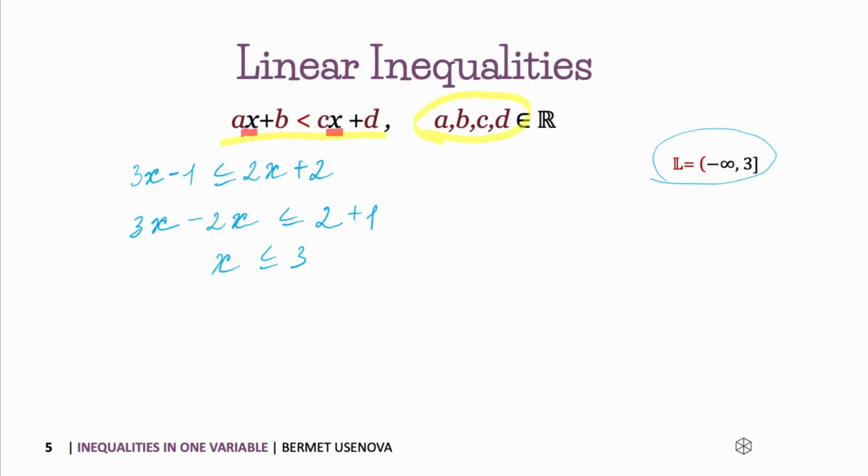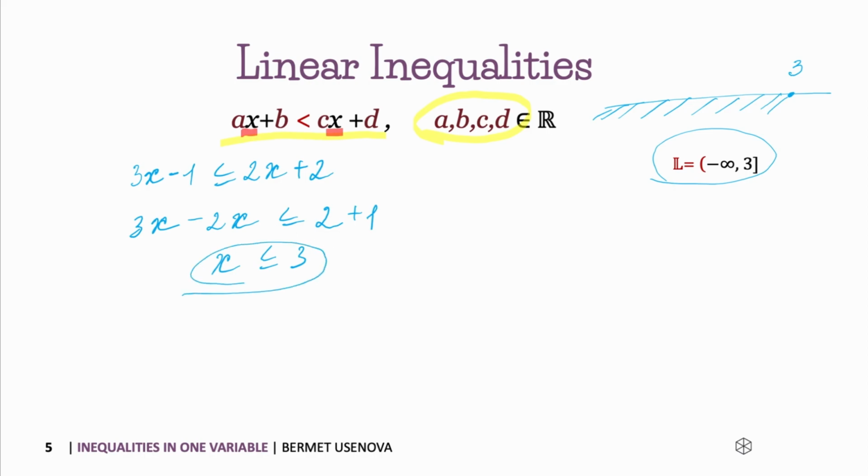If you didn't understand, I can draw the line. So we have a number 3 here and this is a number line. It means that x is smaller than or equal to 3. It means that all the numbers, including 3, because we have a closed interval, because we have this equal sign, are in our solution set. So any number in this range from minus infinity up to 3 will fulfill our inequality. So this is the solution set of this inequality.